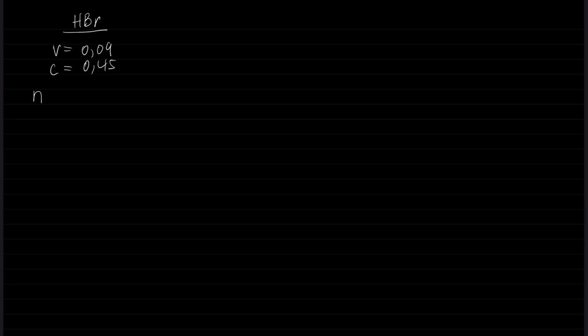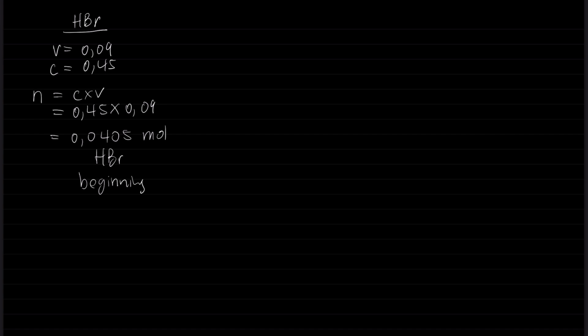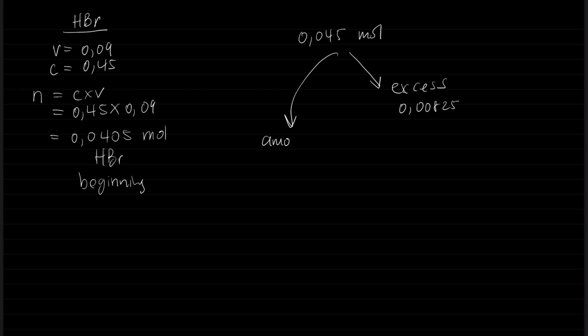We can calculate the number of moles, and number of moles is equal to C times V. That's going to be 0,45 times 0,09. That gives us 0,0405 moles of HBr. Now remember, this is at the beginning, right? And from this amount, there was the excess amount. And we had the excess amount, it was 0,00825.